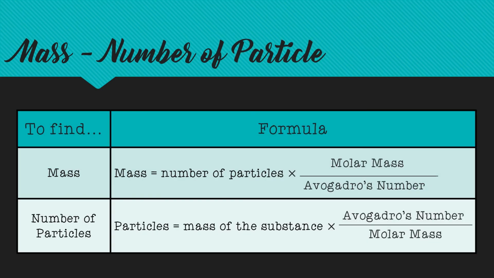Now, let us study about the relationship between mass and the number of particles. To find mass, you can use the formula mass is equal to the number of particles times molar mass of the substance divided by Avogadro's number. To find the number of particles, you can use the formula number of particles is equal to the mass of the substance times Avogadro's number and divided by the molar mass of the substance.